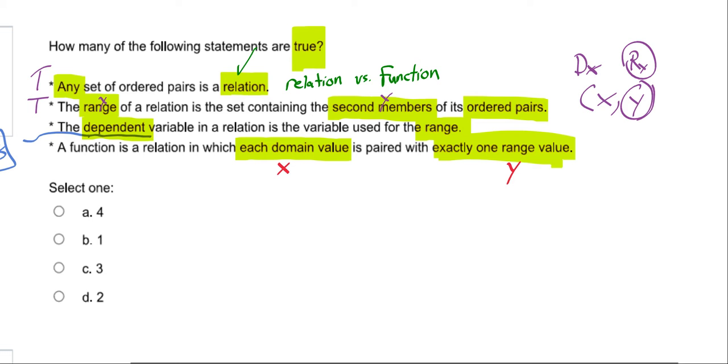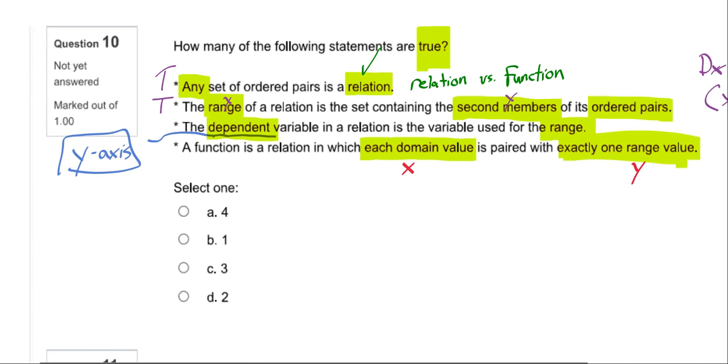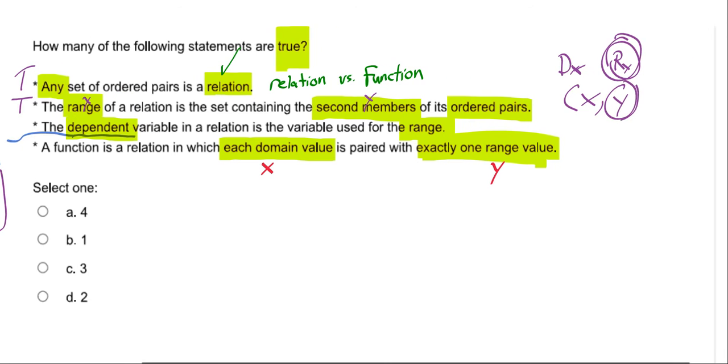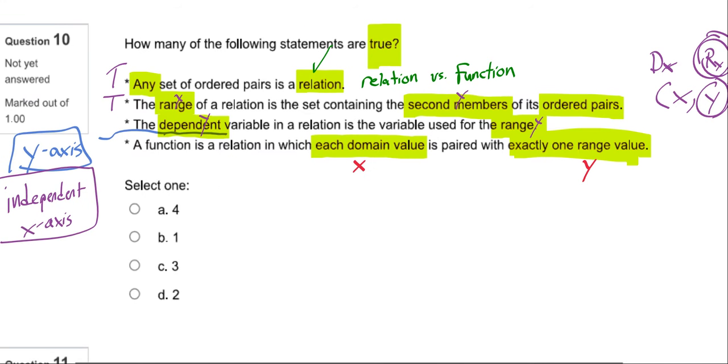Next, the dependent variable in a relation is the variable used for the range. So range is y, and the dependent variable is the one that shows up on the y-axis, and the independent variable shows up on the x-axis. So the dependent should be on the y-axis, and the range should be y, and the range is definitely describing y. So yeah, this is also good.